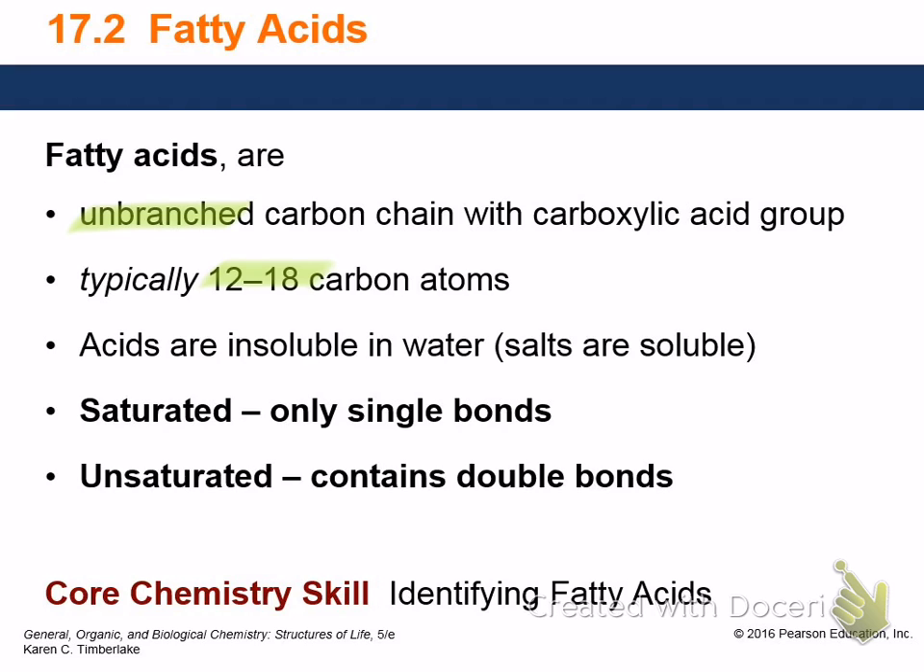Polyunsaturated. And poly can be 2, 4, 5, 6, 7. Some of the ones that we get from fish have tons of double bonds in them. And in general, the more double bonds it has in it, the better it is for you nutritionally. Although I think the actual answer is eat less fat. But if you're going to eat fat, eat unsaturated fats.